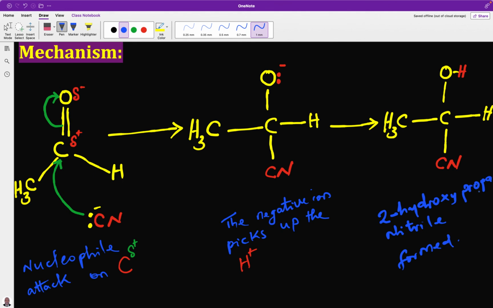Chirality in a compound is when a molecule has 4 different groups attached to the central carbon atom. In this reaction, that is what has happened. This reaction has resulted in a chiral molecule in which the central carbon atom has 4 different groups attached to it. We have the methyl group, hydrogen, the cyanide group, and the hydroxy group attached to the central carbon atom.